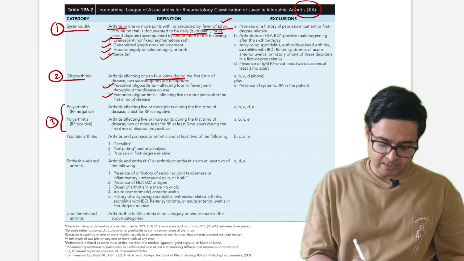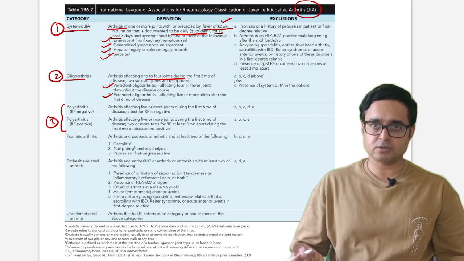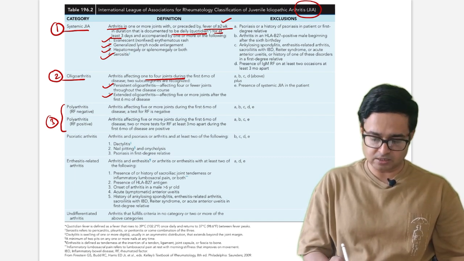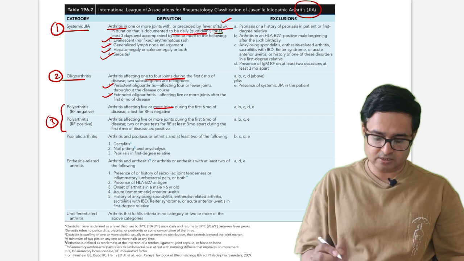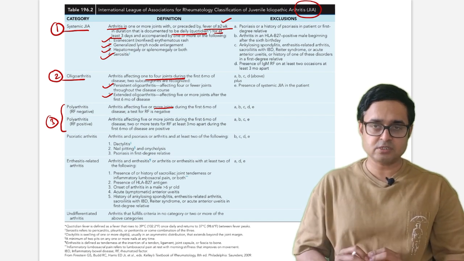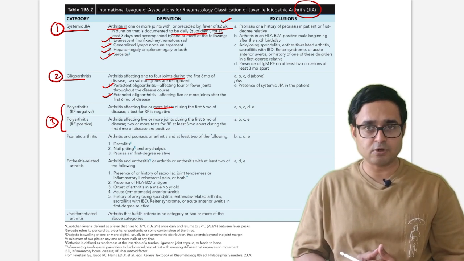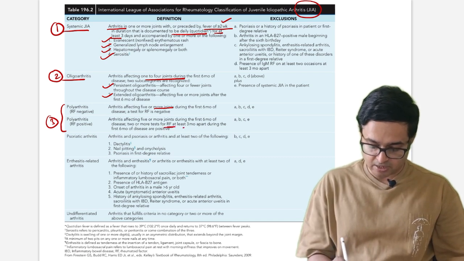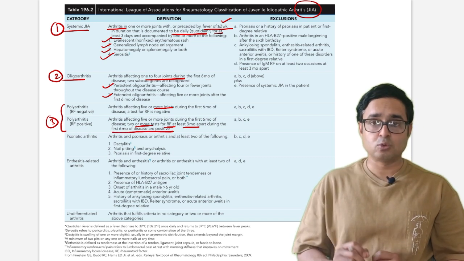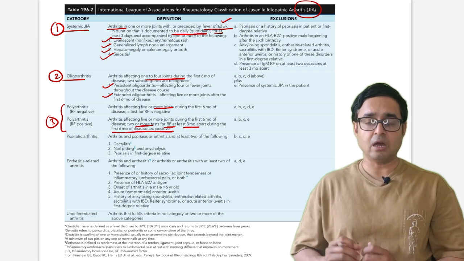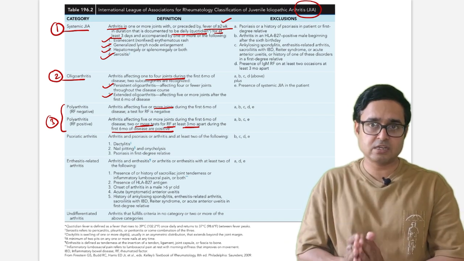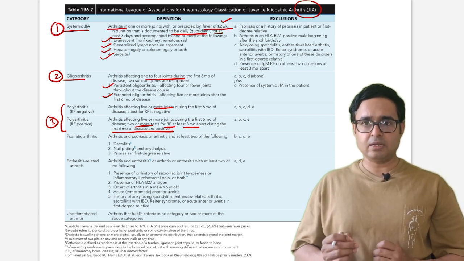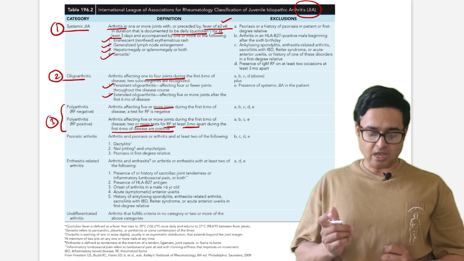Polyarthritis we can divide into RF negative and RF positive. Obviously, polyarthritis means five or more joints, and RF positive polyarthritis means the rheumatoid factor is positive on two or more tests at least 3 months apart during the first 6 months of disease. So the RF should be done twice, 3 months apart, in the first 6 months of disease. Then we call it polyarthritis RF positive.